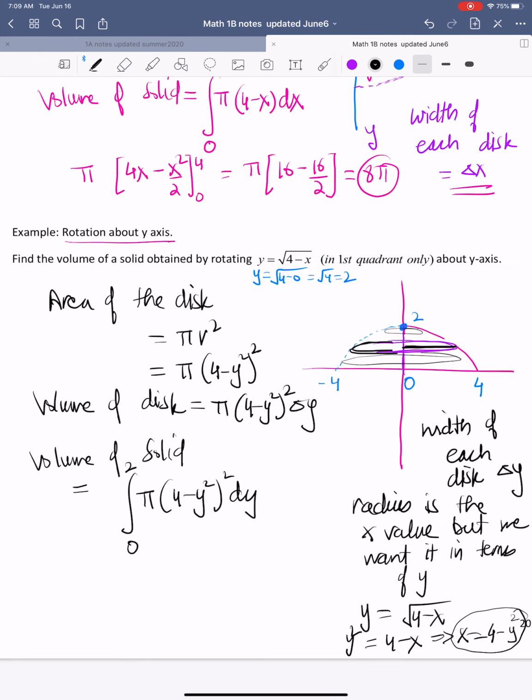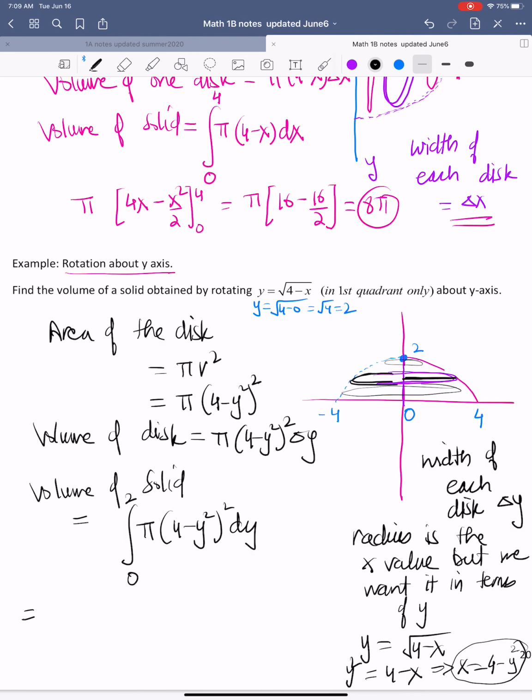Okay, let's go ahead and simplify this integral. To evaluate the integral, I would have to open up the square. So that's going to be 16 minus 8y squared plus y to the 4th dy. And that all turns out to be, when we evaluate, 17 pi. Okay, I just used a calculator, but you can give it a try. Make sure you know how to do it. It's really just plugging in the bounds.